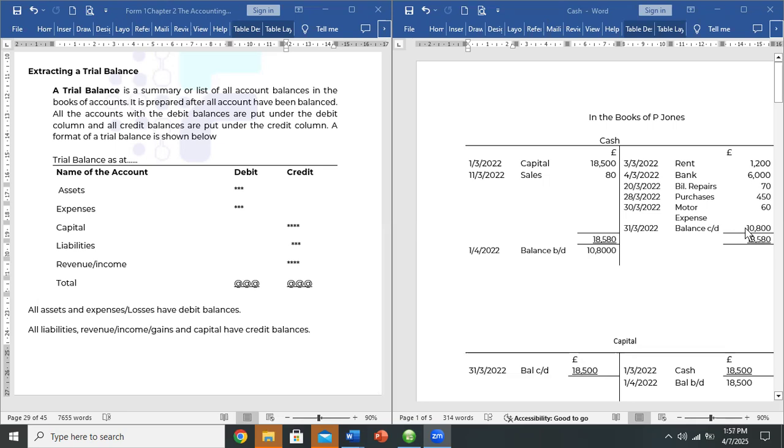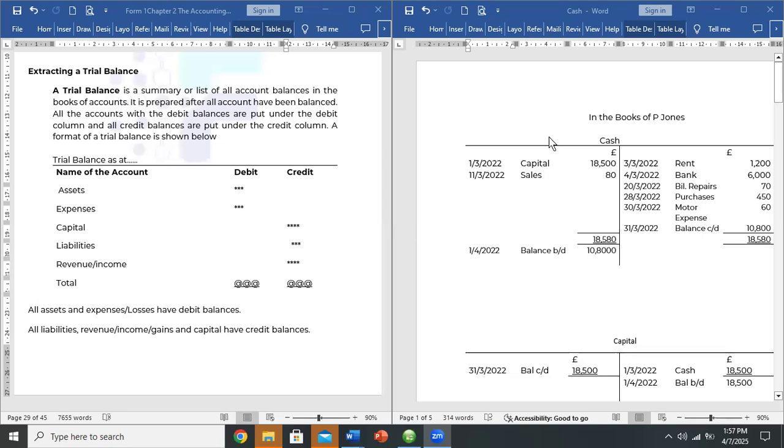So I'm saying that for you to know whether an account has a debit balance or credit balance, you can use the balance BD to get it easily. So if the balance BD is at the debit, it means this account has a debit balance. But what if you don't see the BD or the CD? Then use which side is bigger. If the debit side is bigger than the credit side, then that account has a debit balance. If the credit side is more than the debit side, then that account has a credit balance. So these are ways you can use to determine whether an account has a debit balance or a credit balance.